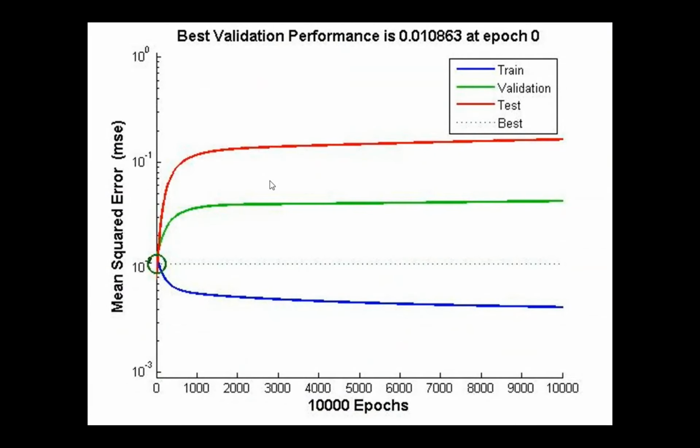Then I am going to develop the ANN model and iterate it. During the iteration, I am going to have a plot like this. That is the mean square error that we have used. On the x-axis, we will come across the 10,000 epochs. The epochs are nothing but the iterations.